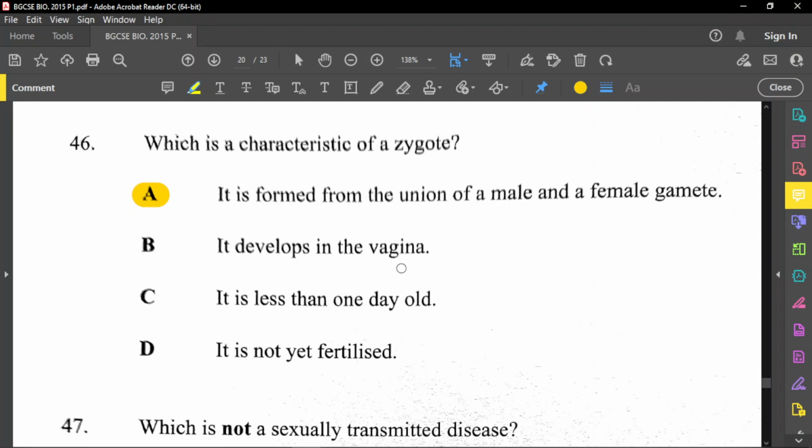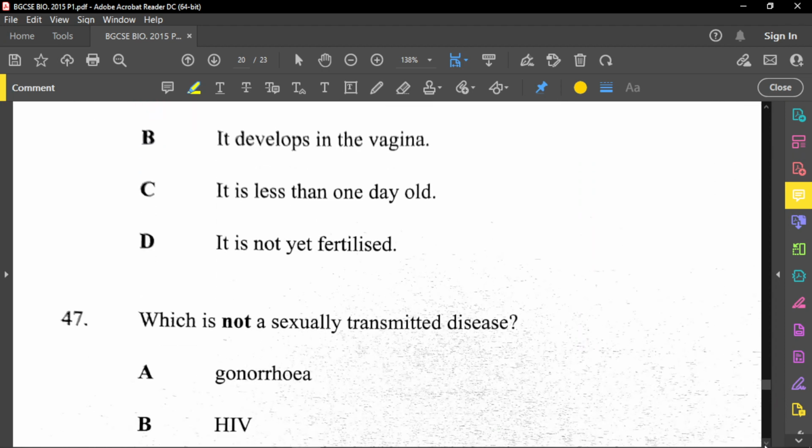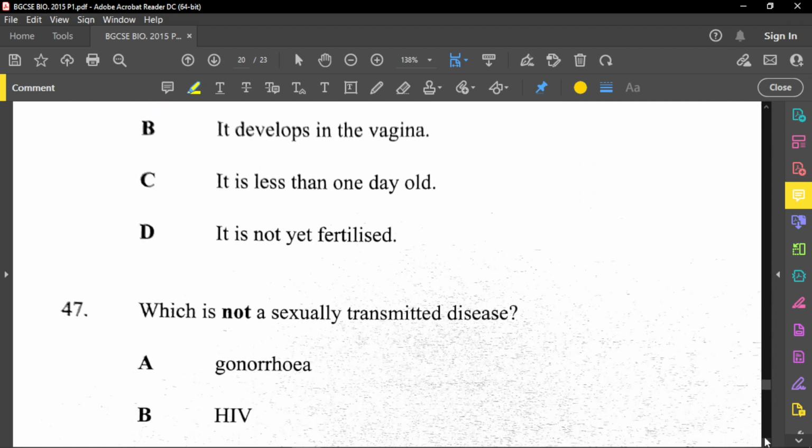It actually forms in the fallopian tube when fertilization takes place. It is less than 1 day old. Once fertilization takes place, it is immediately a zygote. All right, and it is not yet fertilized, which is not true. That's just egg or sperm, respectively.